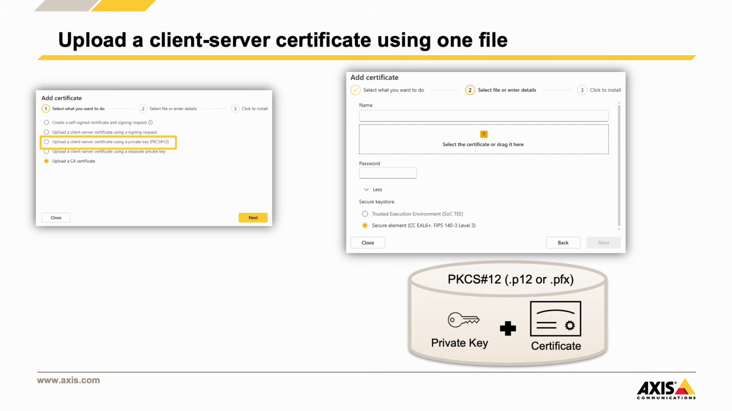Another method to upload a certificate is by using a single file that contains both the private key and the certificate in PKCS12 format. This is a standard format for storing cryptographic objects, typically a private key along with its associated certificate in a single encrypted file. The file is password protected, ensuring that the private key remains secure. When uploading it to the device, you will need to provide the password to access the contents. You can also choose a storage location for the private key by selecting the secure key store you prefer.